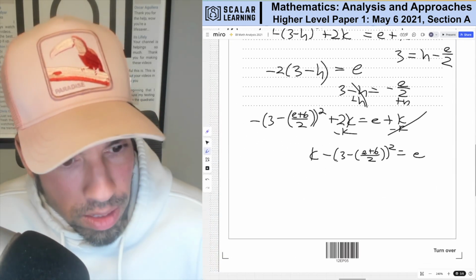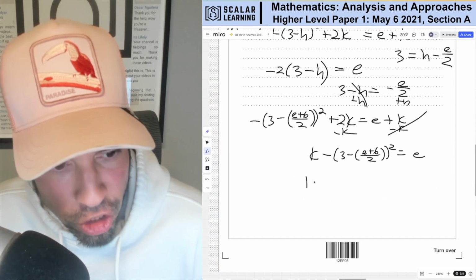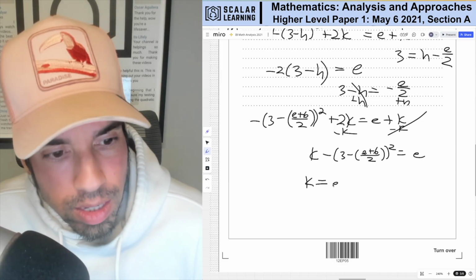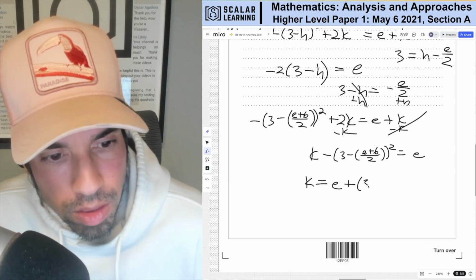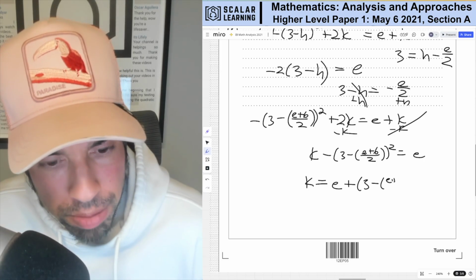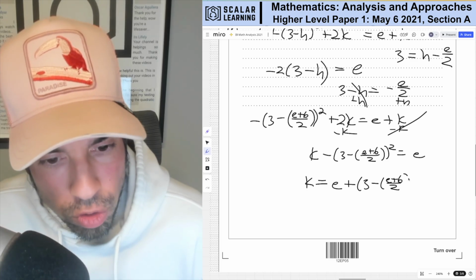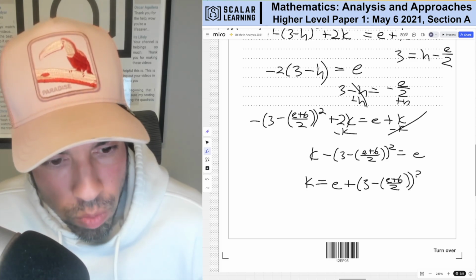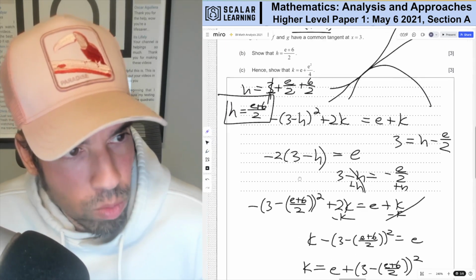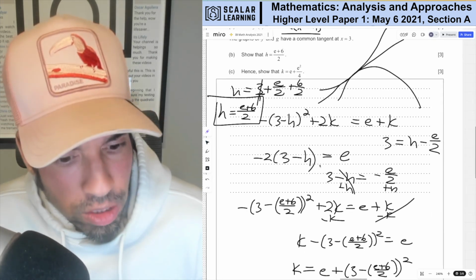We're going to add this entire expression to the other side. So it's k is equal to e plus 3 minus e plus 6 over 2, this entire thing squared. And that's my k. Now let's look at what it wanted us to get it equal to: e plus e squared over 4.